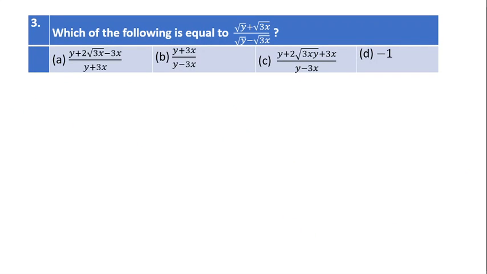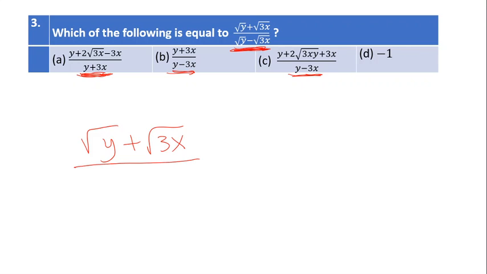Now let's do this one. As we see here, there are square roots, but there's a square root in the denominator, so we have to rationalize the denominator. The best thing we can do here is to use the conjugate of the denominator. This is what we do here.